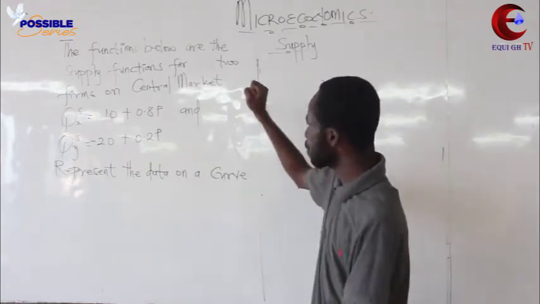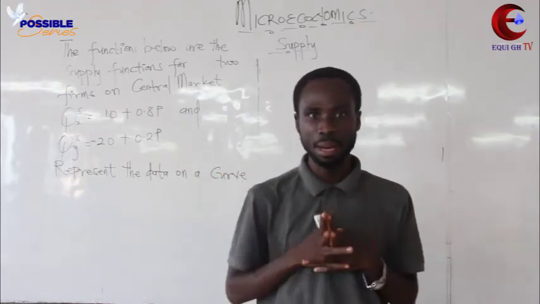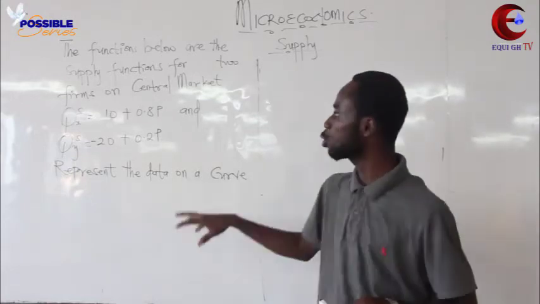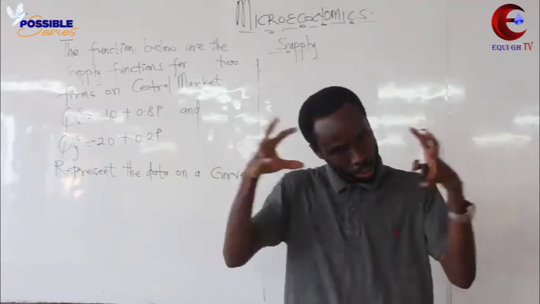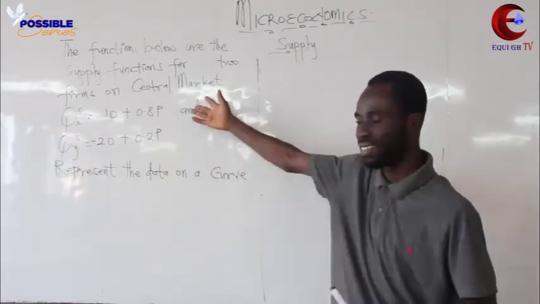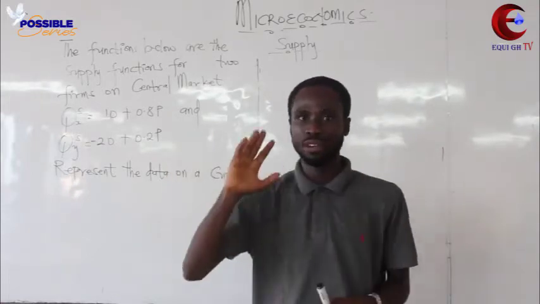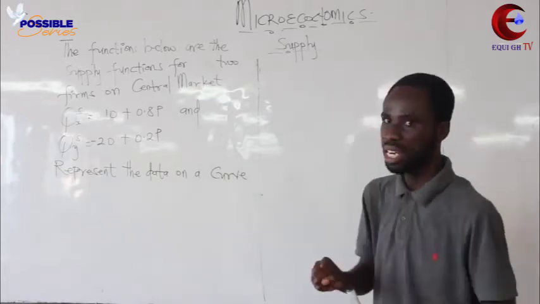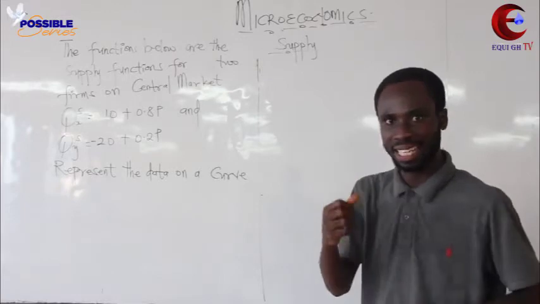Now, before you are able to solve this one, we have to first calculate the market supply. Yes, because we are not going to plot them individually. No, we are going to put them together because it is one market, the central market. So we are going to find the supply function for the market. So the first thing to be done is to calculate your market supply.